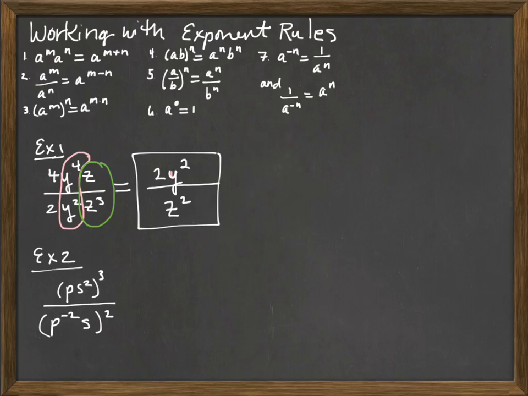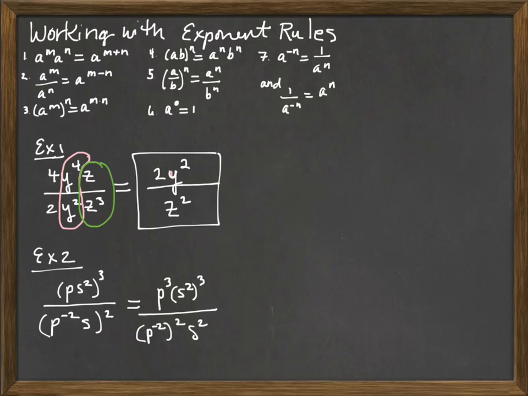Easy enough. Now let's look at example 2. Alright, so now we have a product inside parentheses raised to the third power. So if we look at our rule number 4 on the board, we distribute that 3 to all the factors inside the parentheses. So that's going to be p cubed and then s squared cubed. That's what's happening on the top, and I can do the same thing with the 2 on the bottom. So that becomes p to the negative 2 squared, s squared.